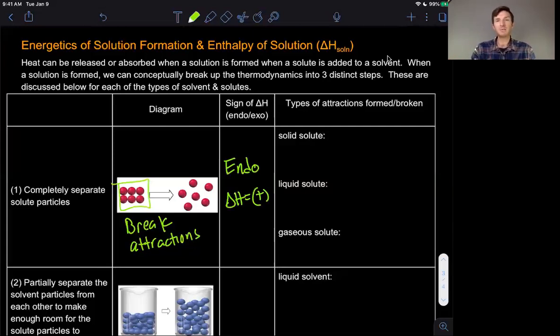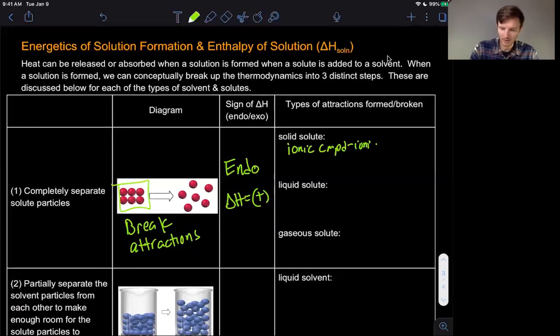And so we think of what kinds of attractions we could be breaking for a solid solute, a liquid solute, or a gaseous solute. We're going to differentiate between those. For a solid solute, we can have maybe an ionic compound. When we have an ionic compound, what's holding those ions together? Ionic bonds. So we actually have to break apart those ionic bonds. If we have something like potassium iodide, with a potassium ion and an iodide ion, we have to separate them, breaking apart that electrostatic attraction, which is our ionic bond.